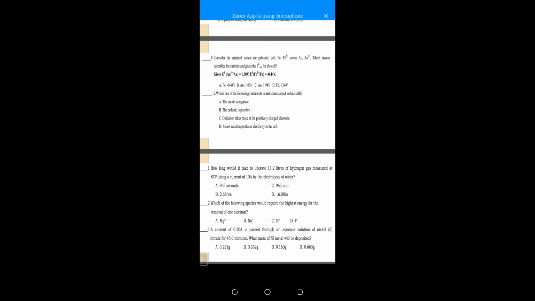Based on this, what will the answer be? The anode is negative, yes. The cathode is positive, yes. Oxidation takes place at the positively charged electrode: true or false? False. Oxidation takes place at the anode, and the anode is the negative electrode. The answer is C. D is correct: redox reaction produces electricity, because the purpose of this voltaic cell is to produce electricity.